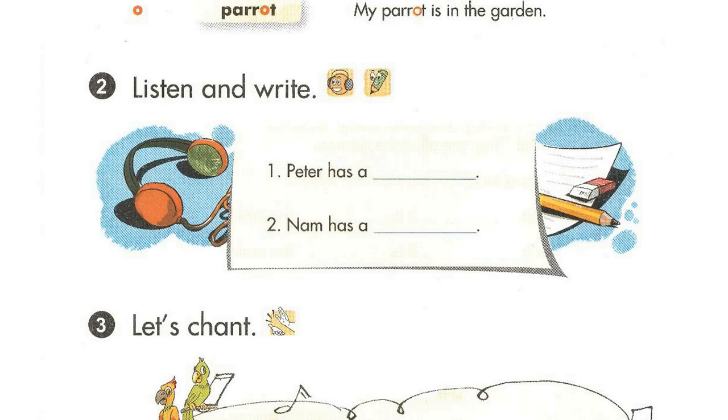Page 44. Lesson 3. Activity 2. Listen and write. 1. Peter has a parrot. 2. Nam has a dog.